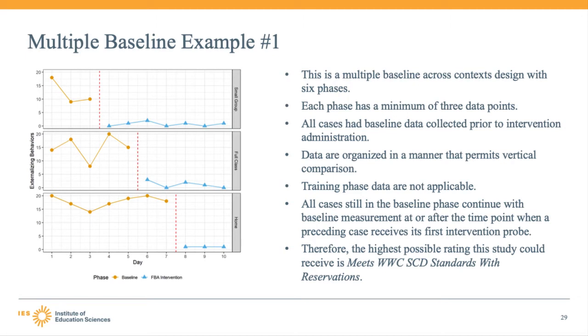Further, when Case 2 first receives an intervention probe at time 6, Case 3 continues their baseline measurements at and after that time 6. Thus, this multiple baseline design meets all 4 of the extra criteria for multiple baseline or multiple probe designs. And because this design includes 6 total phases with at least 3 data points per phase, the highest possible rating for this study would be meets WWC SCD standards with reservations.